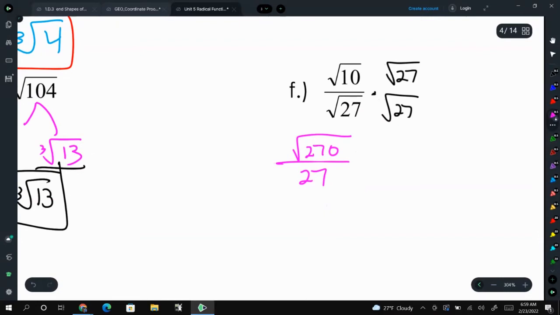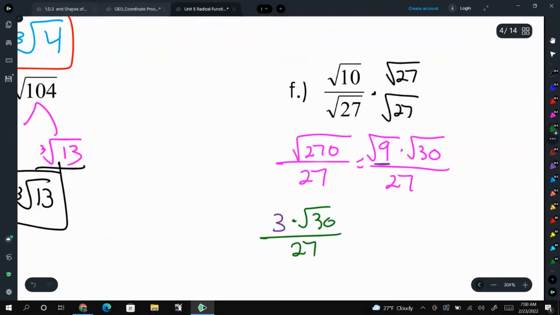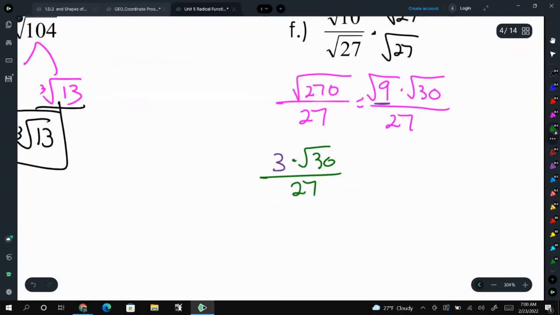Now, can we break up 270 into perfect squares? We can divide that by 9. The square root of 9 is 3. So we have 3 times the square root of 30 over 27. Now, can we break up the square root of 30? We can't, so we leave that one alone. But we can simplify 3 over 27, and that's going to give us the square root of 30 over 9.